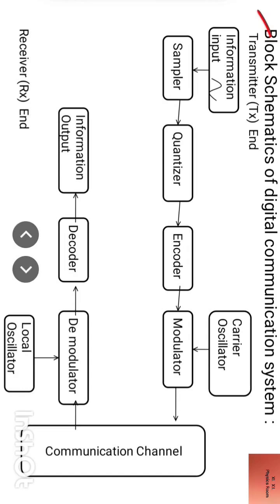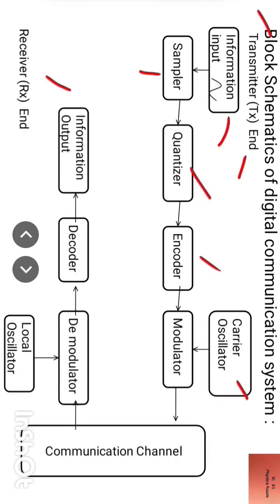Now block schematics of digital communication system. This is transmitter end and this is receiver end. In transmitter end, this is information input. Then we have sampler which samples the input, then quantizer which quantizes the sampled pulses, then encoder which encodes the quantized signal. Now from this side there is carrier oscillator.